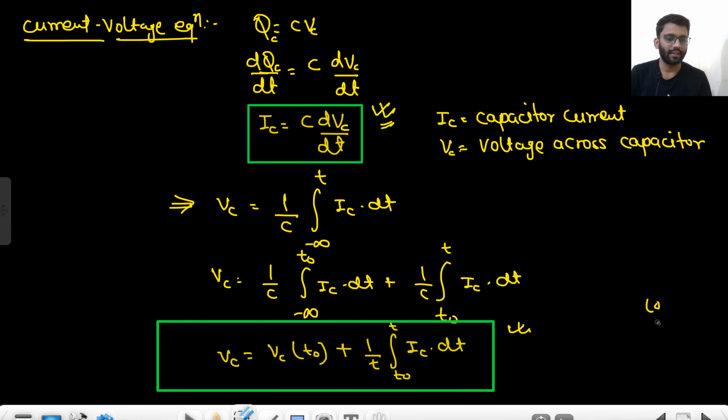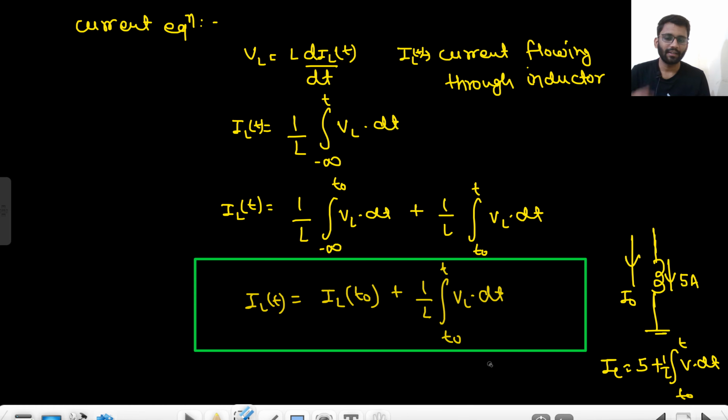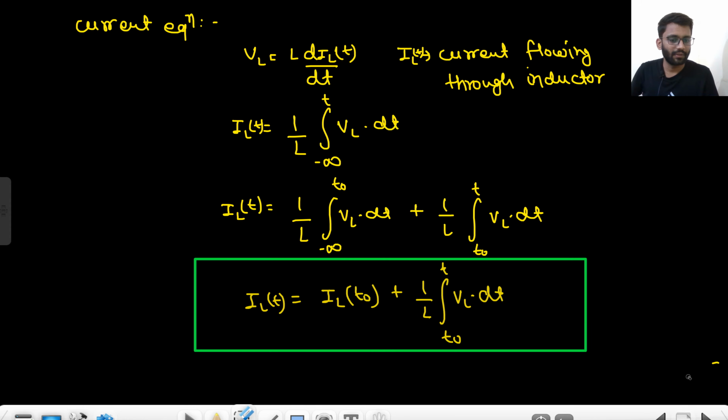Okay, so in the inductor part, it already has some current. 5 ampere current is already there. So how will you write the expression? 5 ampere current plus the further current that will be developed. Okay, very simple, very easy. Okay, fine.